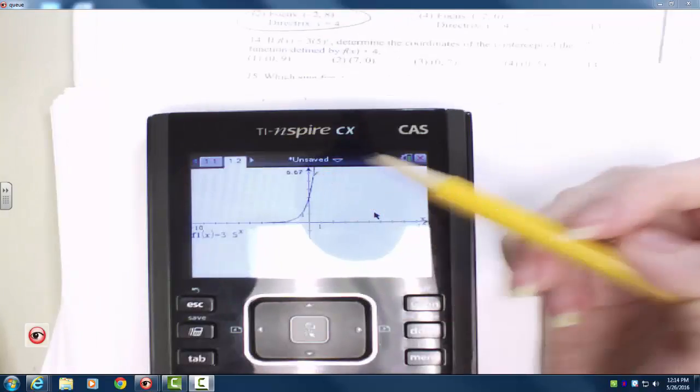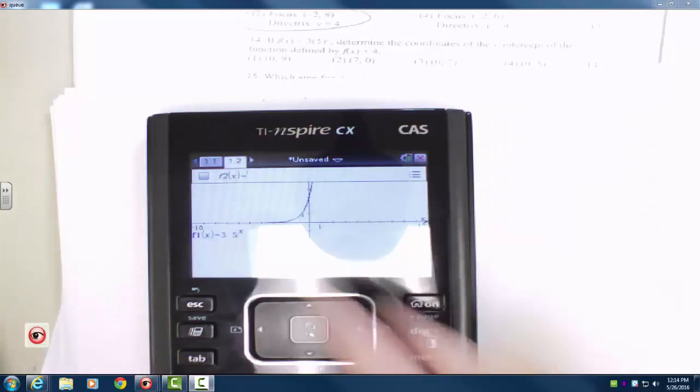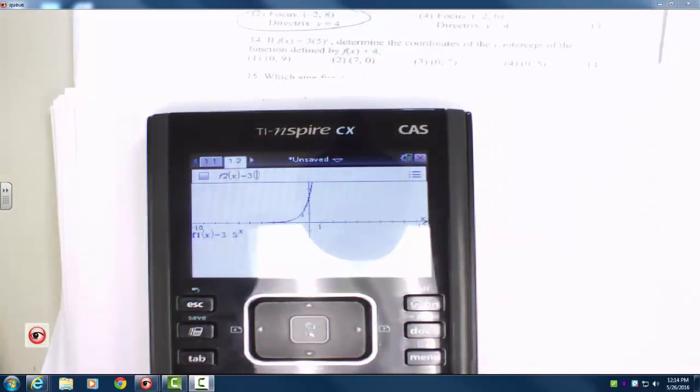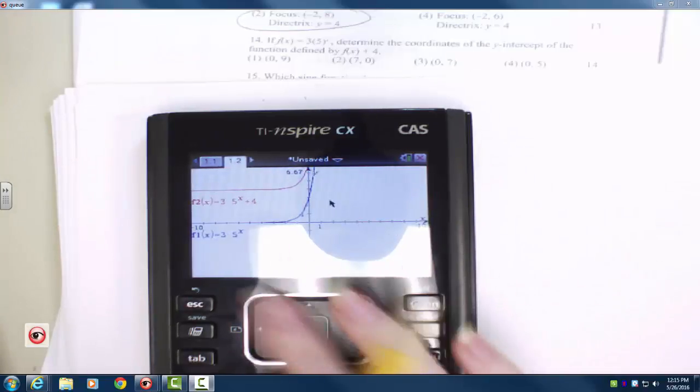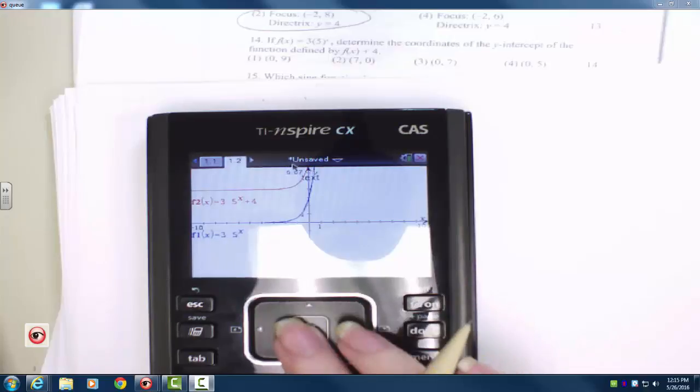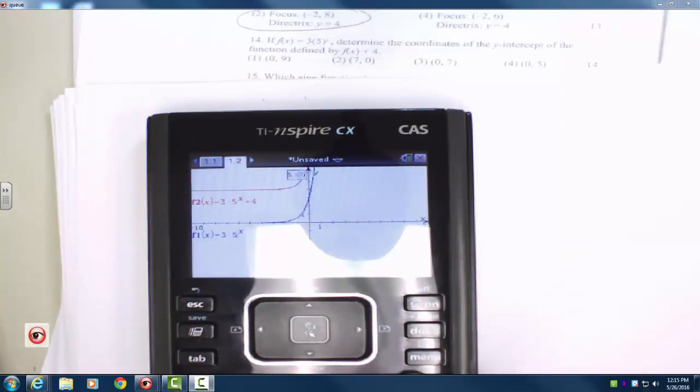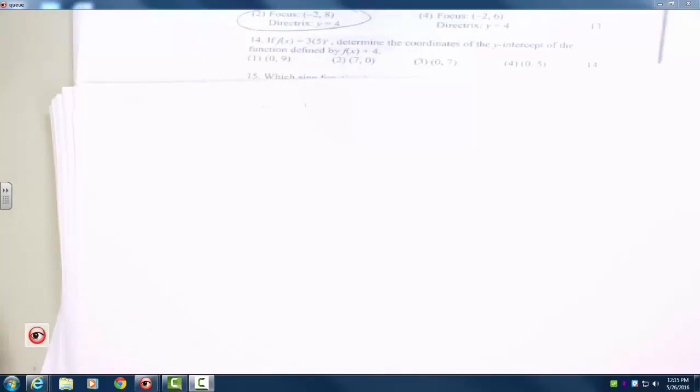If you're not sure of that, go in here, rewrite it, 3 times 5 to the x, make sure you get out of the exponent, then add 4, and you can see there, let's change the window just a smidge here. And there it is, hitting at 0, 7.